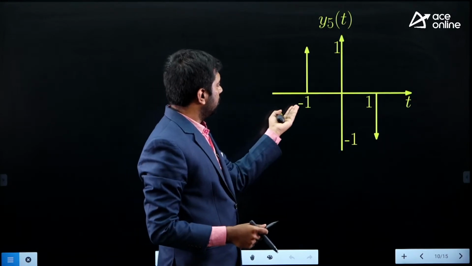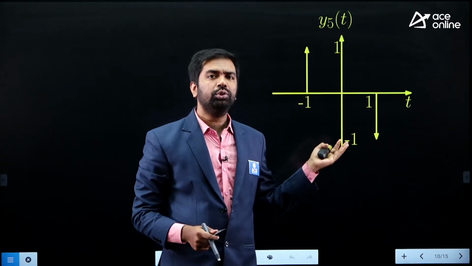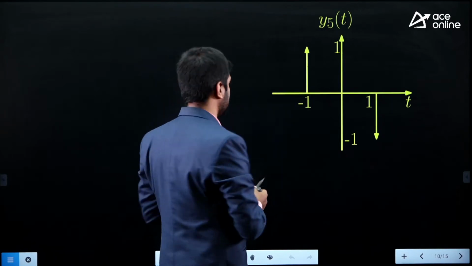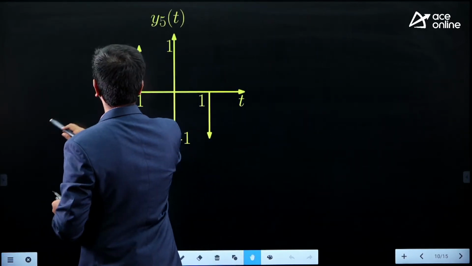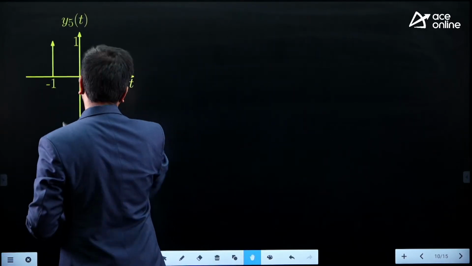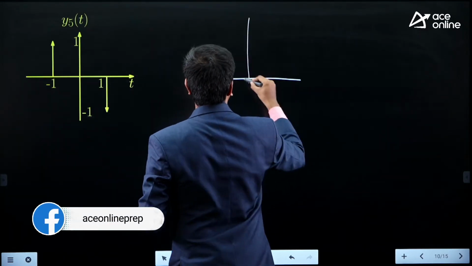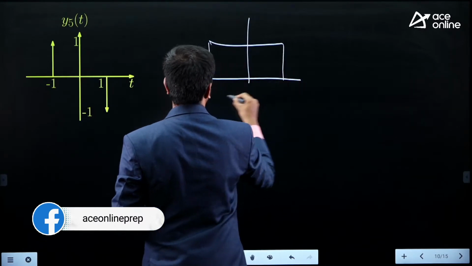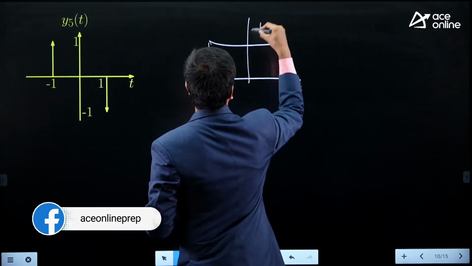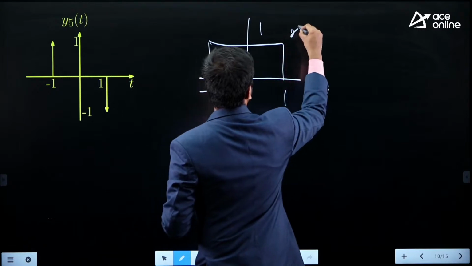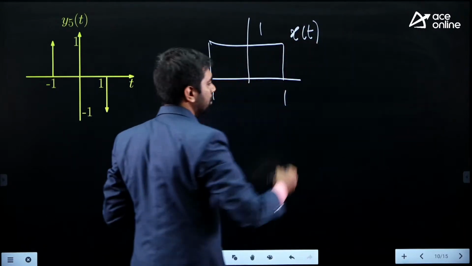So I have two impulses here. How do you find the Fourier transform of this? And what is our reference? Our reference is that rectangular pulse again. So what is that rectangular pulse? The rectangular pulse is like this, which is from -1 to 1 with amplitude 1. So this information is given and its Fourier transform is also given.